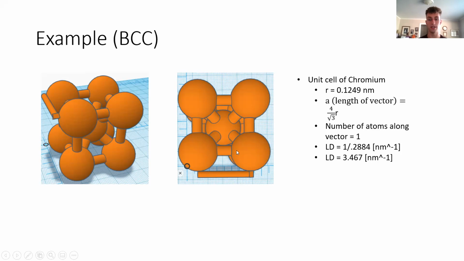So 2 halves of a radius make one whole diameter, which means that there's one whole atom going across from here to here. Sorry, I lost my mouse there for a second. It's kind of embarrassing. So yes, the number of atoms along the vector is 1. And so the linear density is 1 atom divided by the value of the vector, which gives you 3.467 inverse nanometers.